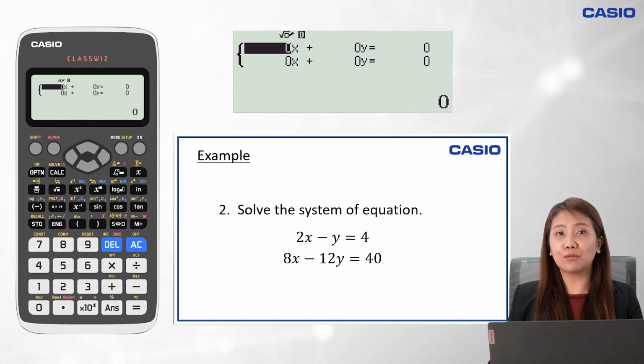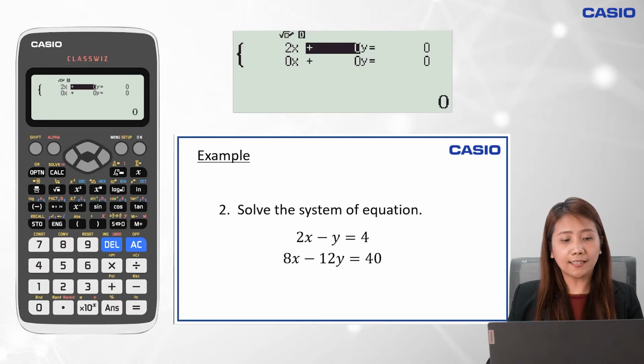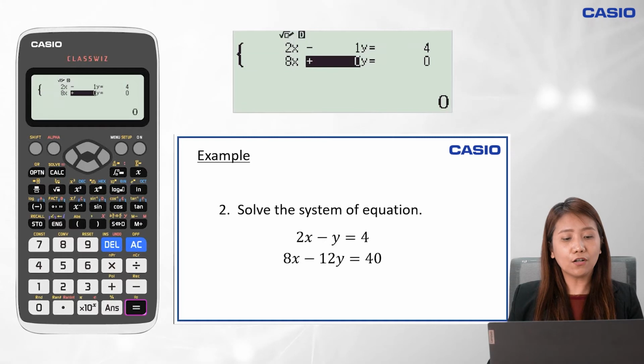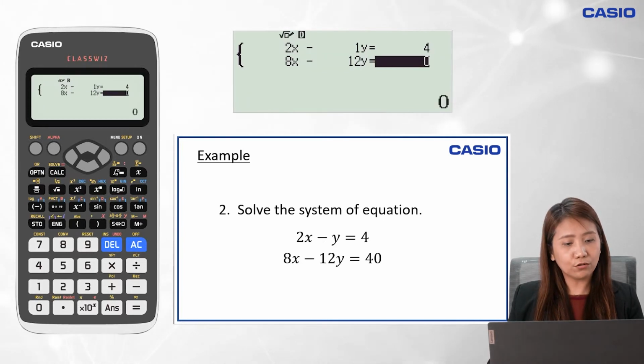Then, let's input the numerical coefficients and the constant terms. Make sure that the equations are in standard form. For the first equation, we input 2 followed by the equal sign, negative 1, followed by the equal sign, and 4, followed by the equal sign. For the second equation, we input 8, followed by the equal sign, negative 12, followed by the equal sign, and 40, followed by the equal sign.